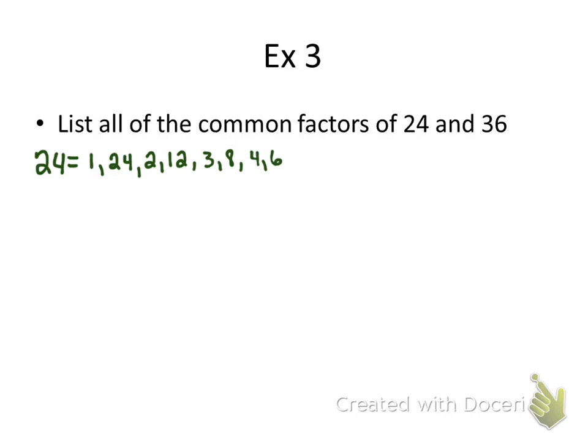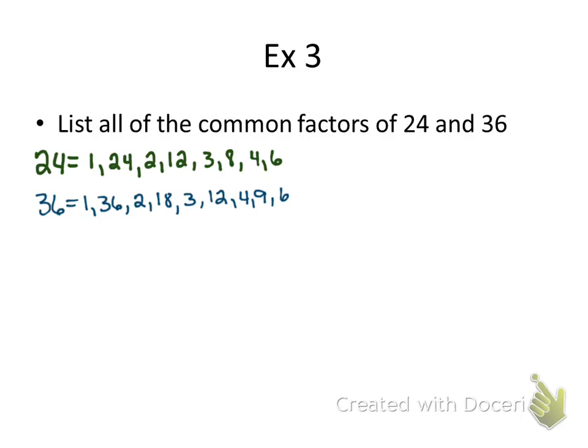Okay? And then what were all my factors of 36? 1, 36, 2, 18, 3, 12, 4, 9, and 6, 6. Okay? So now, what are the common numbers that they both share? Because common means they both have them. So what are my common factors that 24 and 36 both have?